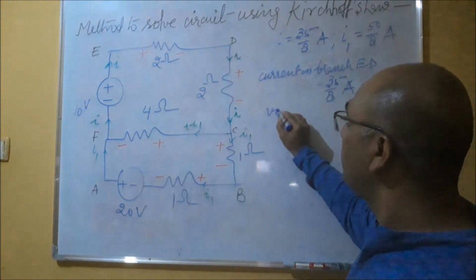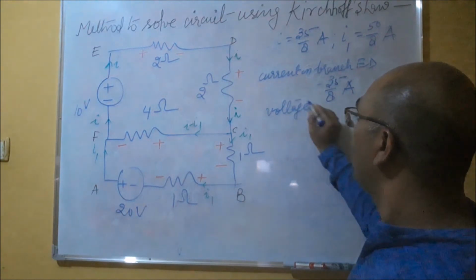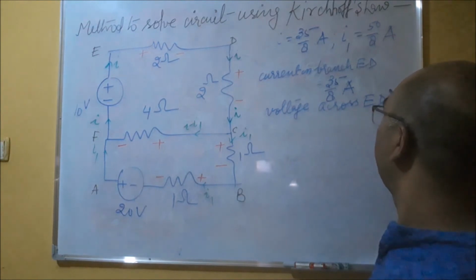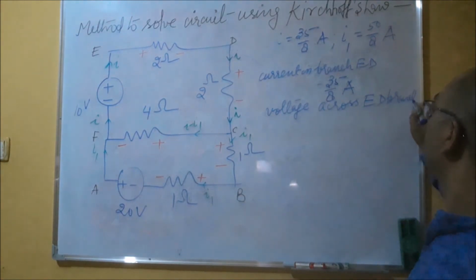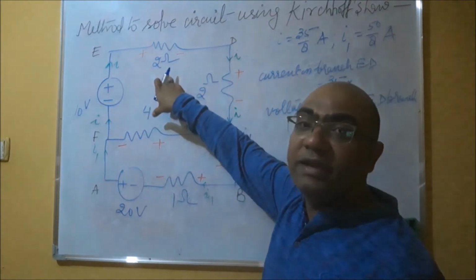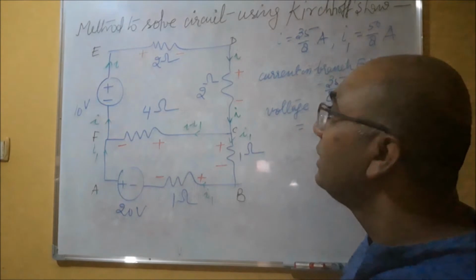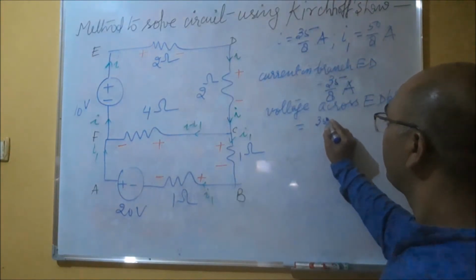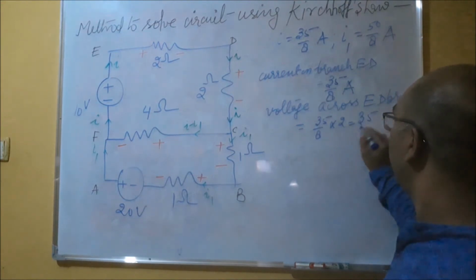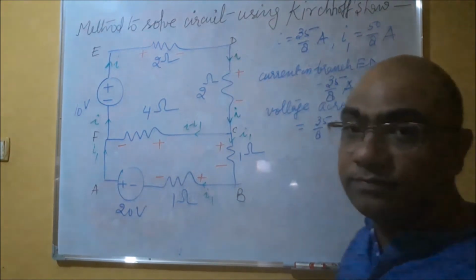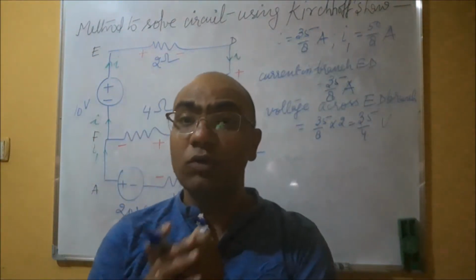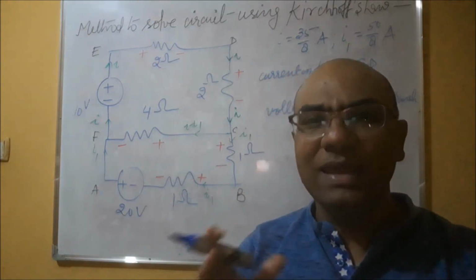Now I am asking the voltage across branch ED. So what is the voltage? The voltage value will be I into R. What is I? 35 upon 8. What is R? 2. So the answer will be 35 upon 4 volt. Right? Similarly, we can find the value of voltage and current across any resistance.